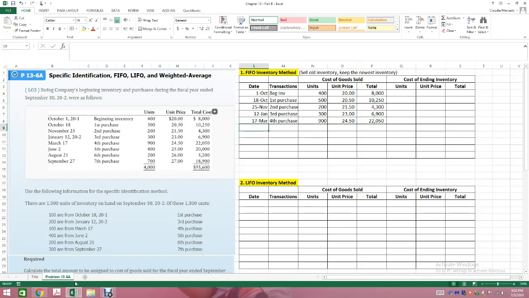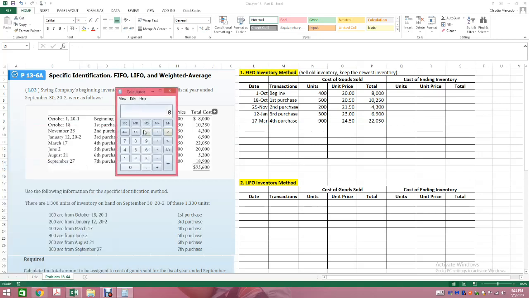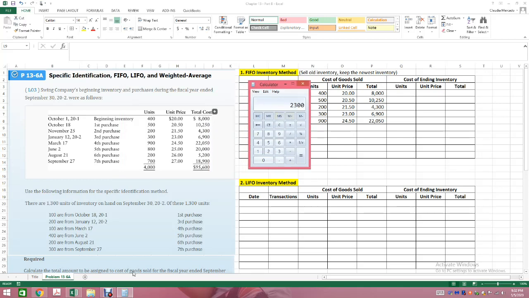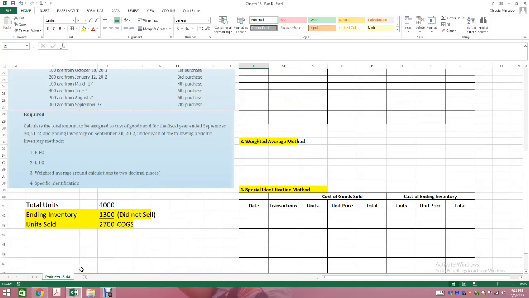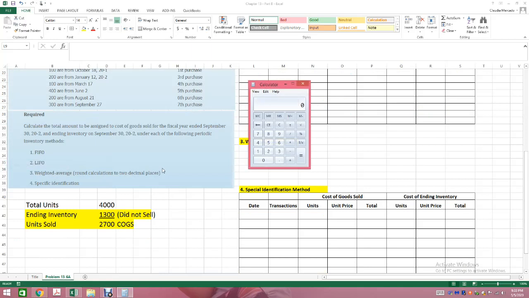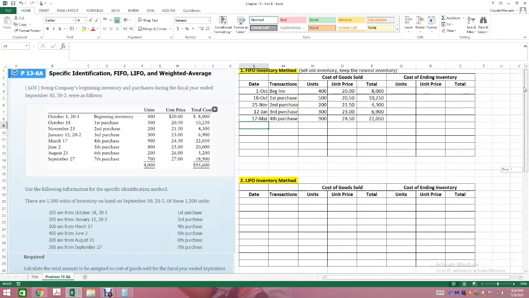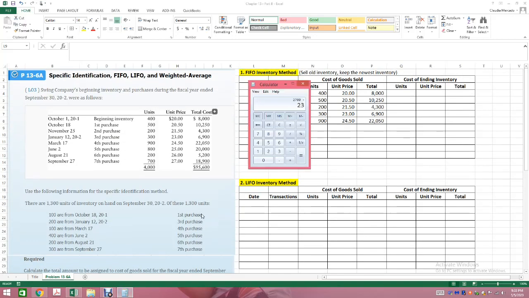Okay, now let me get a calculator. So I've got 400 units, 500 units, 200 units, 300 units, and 900 units. I have 2,300 units that I have sold. Now, if we look at the problem down here, I sold 2,700 units. The tally from my calculation up here was 2,300. That means I need 400 more units so I can get my total for my cost of goods sold.